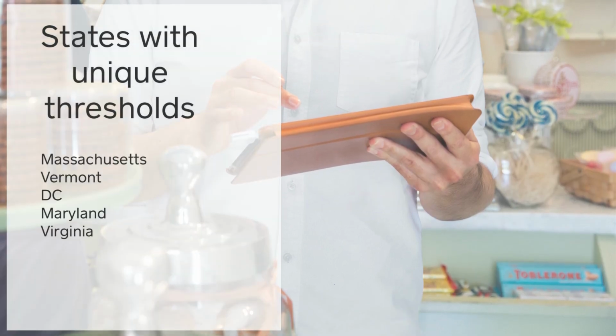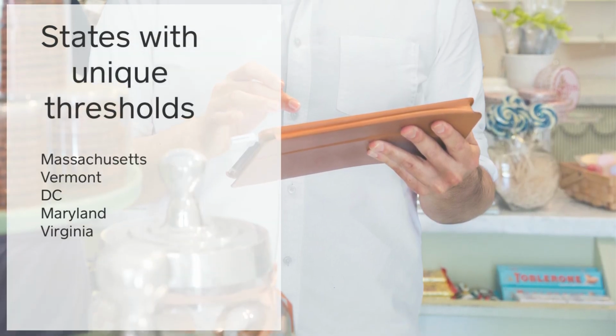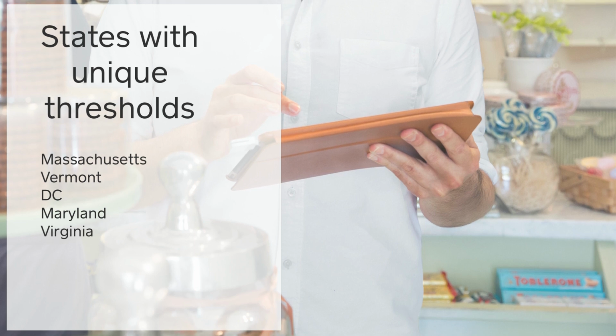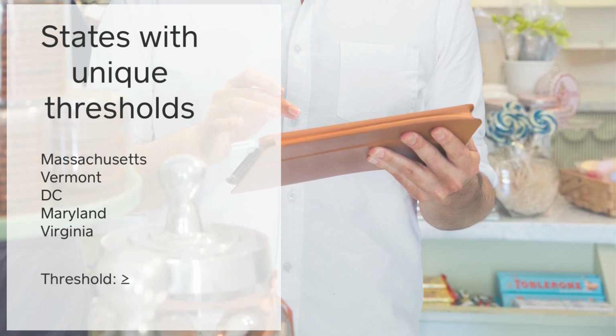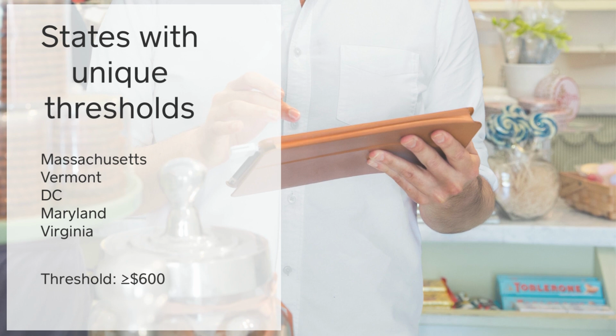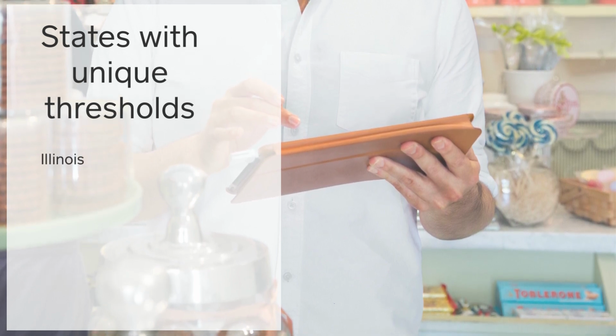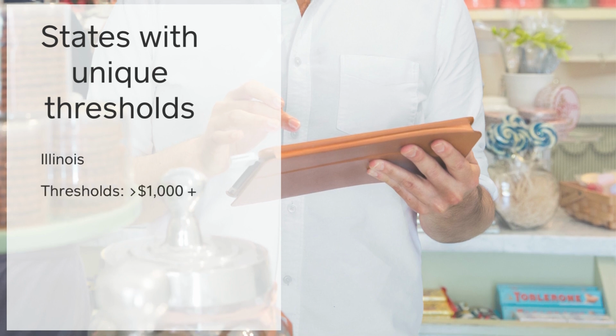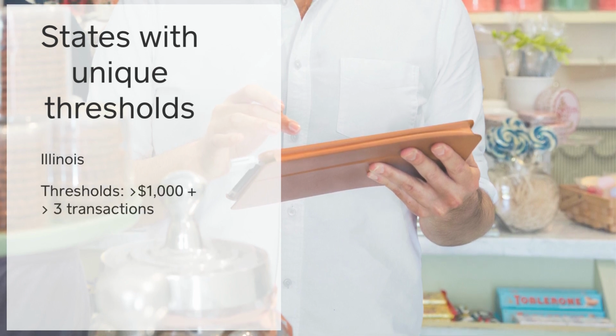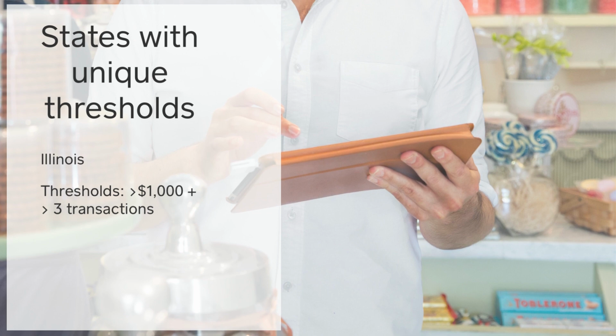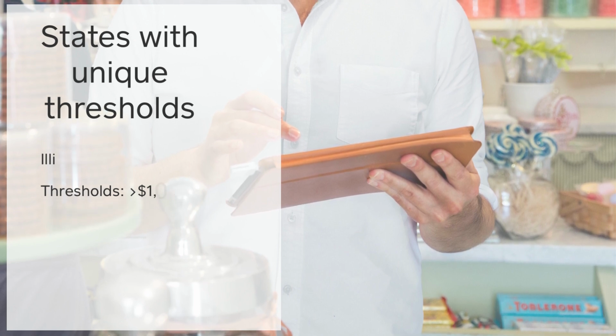There are states that have unique qualifying thresholds. If your tax information is associated with Massachusetts, Vermont, District of Columbia, Maryland, or Virginia, Square is required to issue a Form 1099-K and report to your state when you process $600 or more in card payments. If your tax information is associated with Illinois, and you process more than $1,000 in card payments and more than 3 transactions, Square is required to issue a Form 1099-K and report to your state.